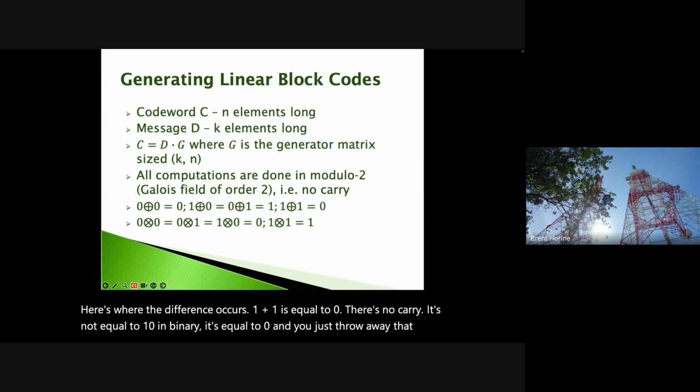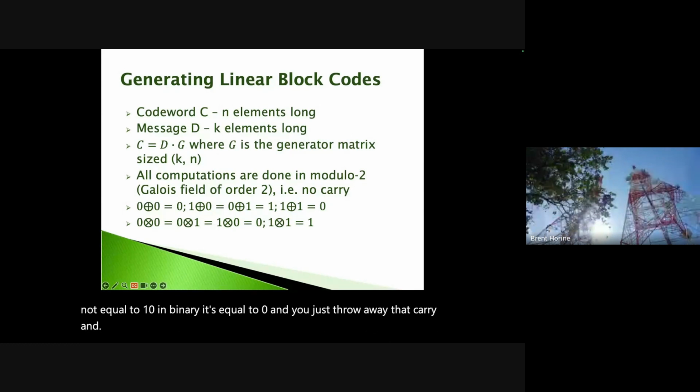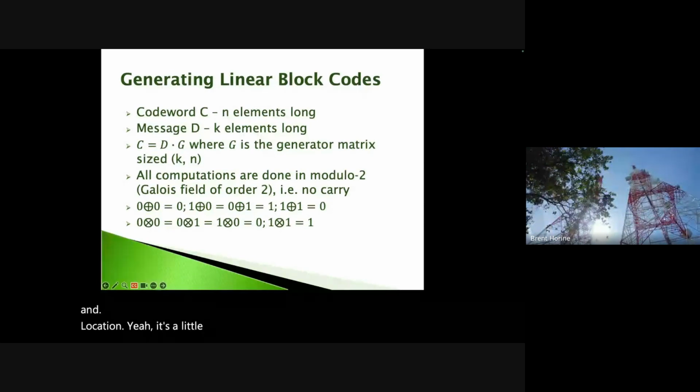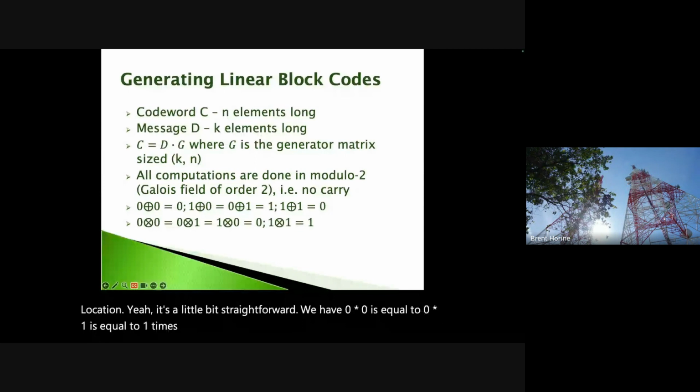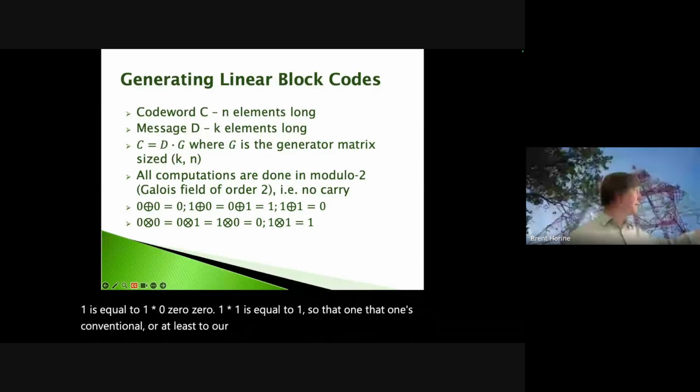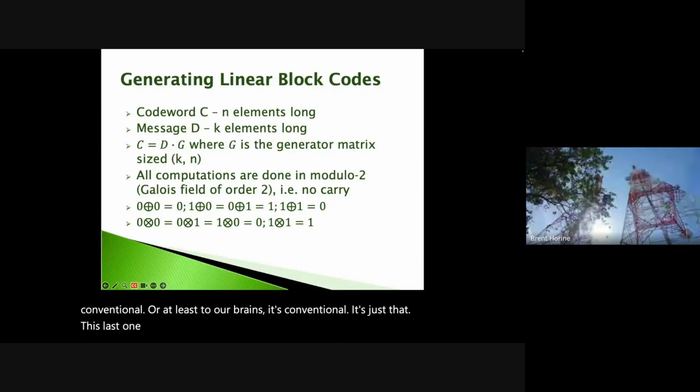And the multiplication is a little bit straightforward. We have 0 times 0 is equal to 0 times 1 is equal to 1 times 0 is equal to 0, and 1 times 1 is equal to 1. So that one's conventional, or at least to our brains it's conventional. It's just this last addition one, which is like that exclusive OR gate that you studied, right?